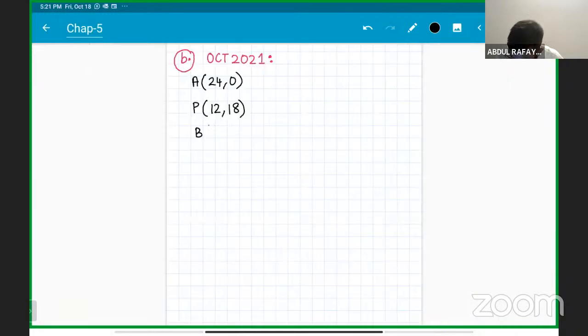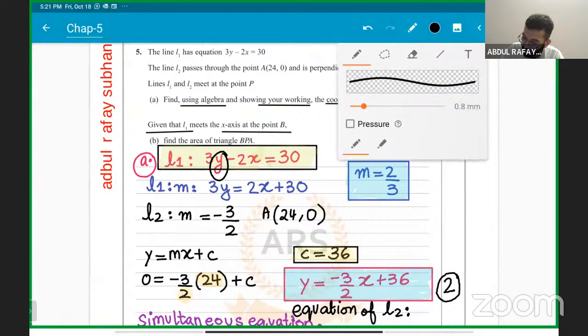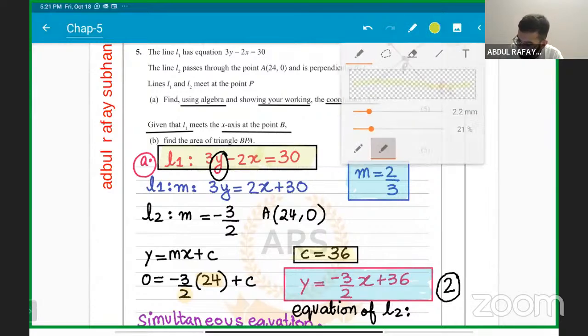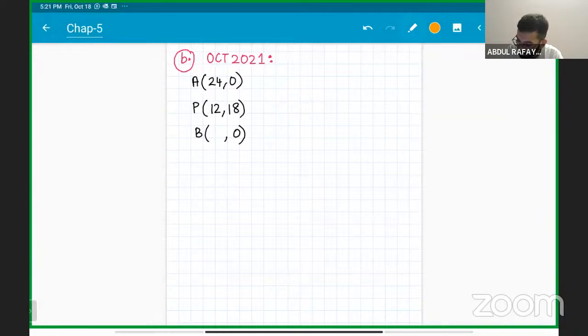So the B coordinates are where it meets the x-axis, so y is basically 0. When you are meeting at the x-axis, y will be 0. Always remember that. Let me draw an imaginary diagram so students understand. If the line L1 is meeting the x-axis at point B, it's basically x comma 0. Everyone got it? B will be x comma 0.